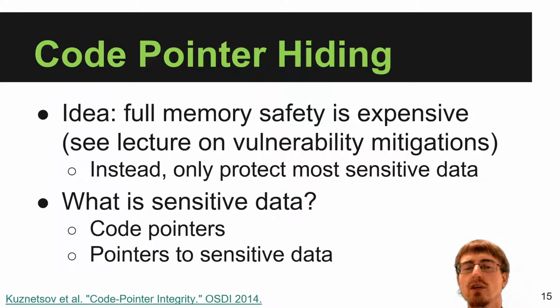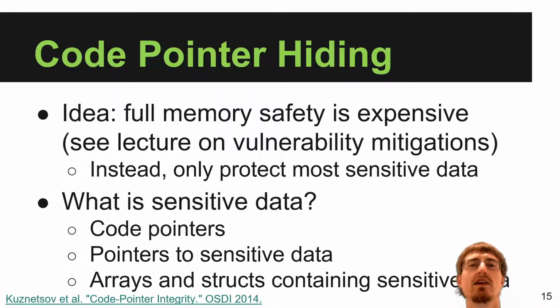Also, it turns out that if we protect just the code pointers, it's not enough. Because we could actually manipulate a pointer that points to a code pointer and have it point to something else. Then again, we are screwed, which we don't want. So, also pointers to sensitive data must be protected. Keep in mind here that sensitive in this case is recursive. So a pointer to a pointer to a pointer to code is still sensitive.